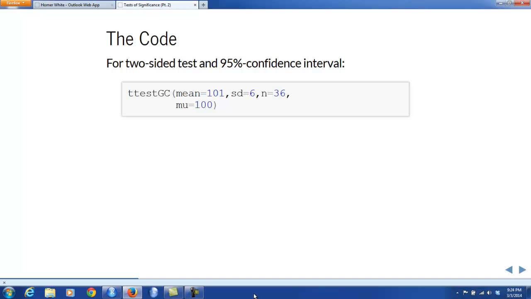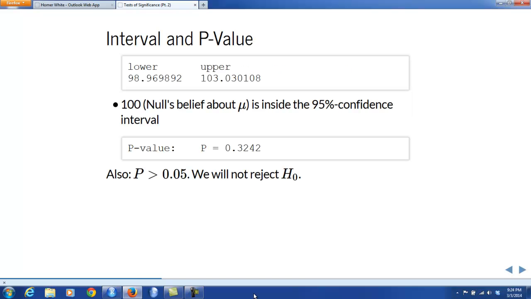So we have summary data. We say that our sample mean is 101, the sample standard deviation is 6, and the sample size n is 36. We need to specify that the null hypothesis is that mu is 100. Since we are asking for a 95% confidence interval, we don't have to set a confidence level. And since we're asking for a two-sided test, we can just accept the default two-sided value that will come out from t-test GC. So we get this confidence interval that extends from 98.96 to about 103.